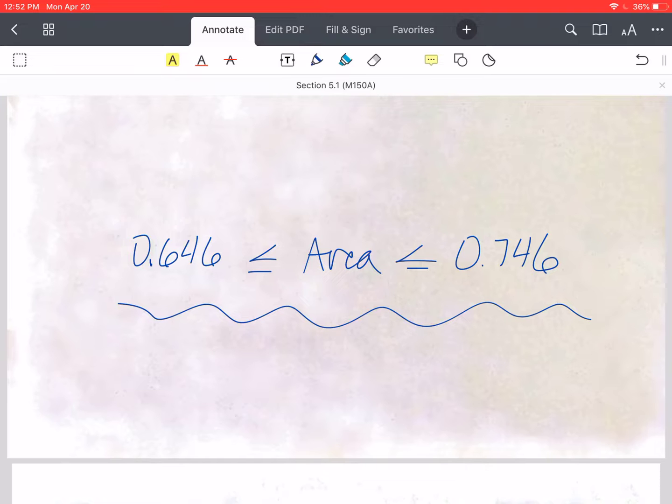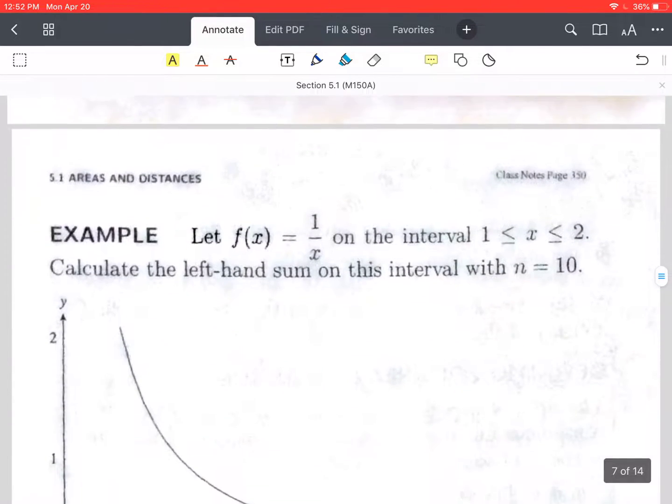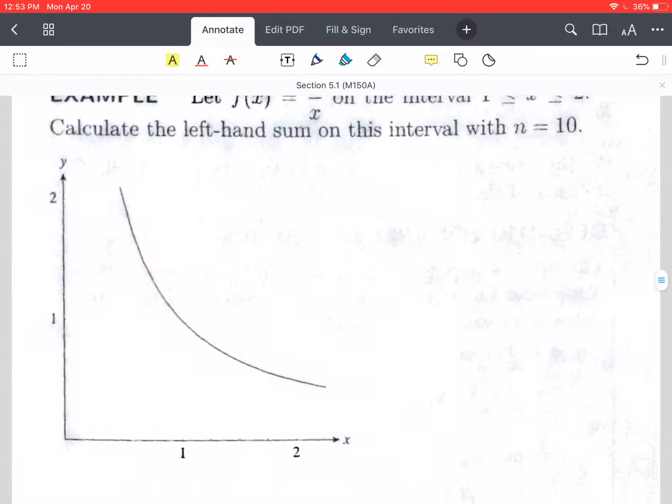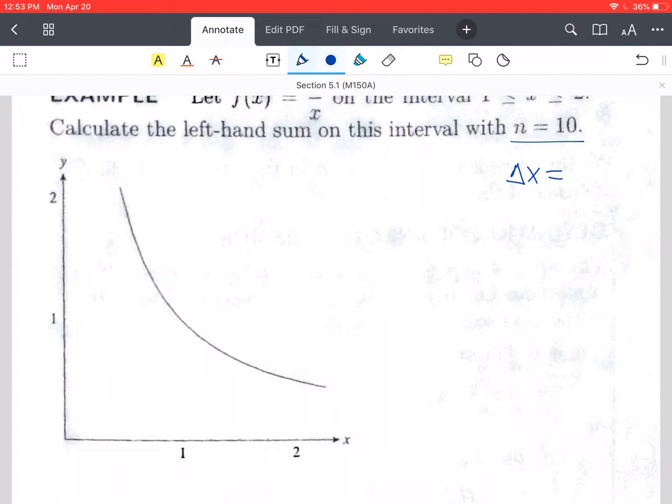Okay, let's look at the next one. This is the same function on the interval from 1 to 2, but we're going to do a left-hand sum with n equals 10. So we're going to be doing 10 subrectangles here. If n is 10, then delta x is (2 minus 1) over 10, so that's just 1/10, or 0.1. Let me get this interval, and we're going to split this into 10 pieces.